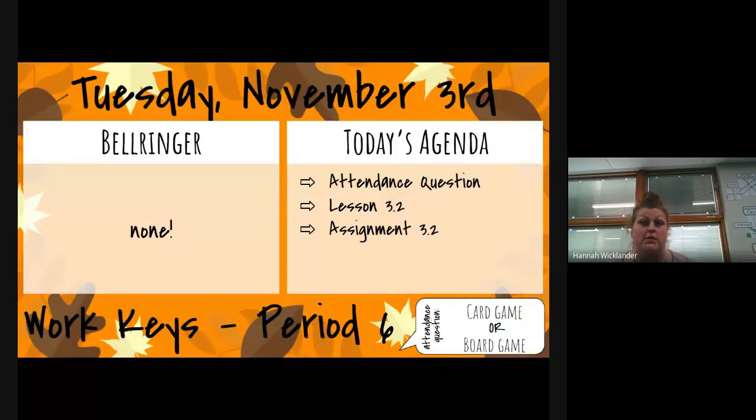3.2, which is on solving story problems. And then there's a short assignment on 3.2 as well. So that is the plan for today.